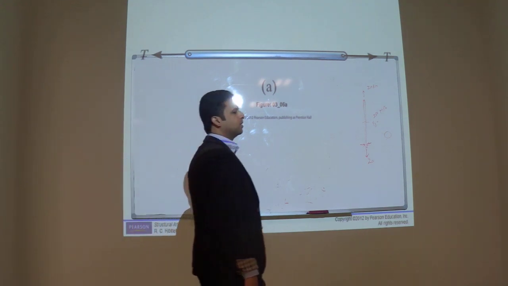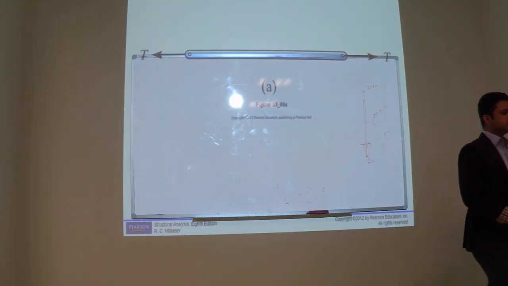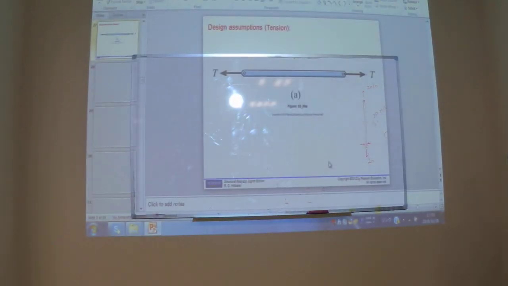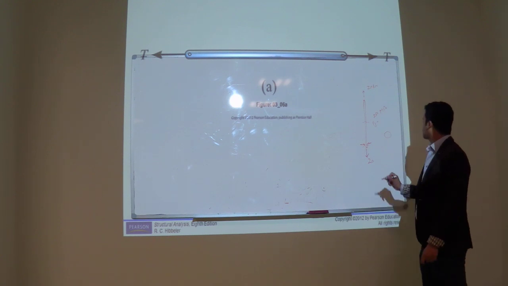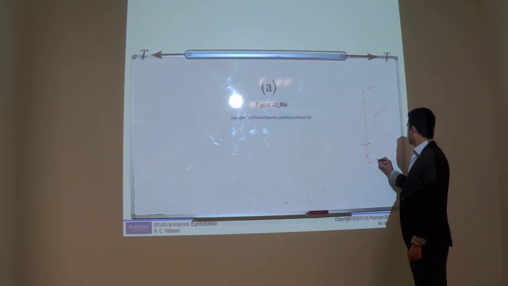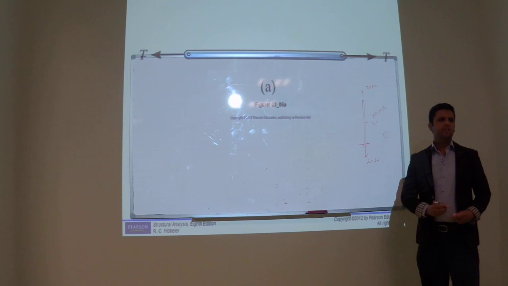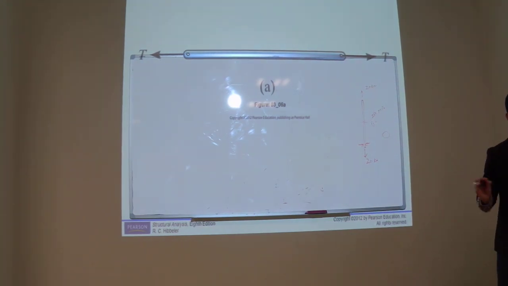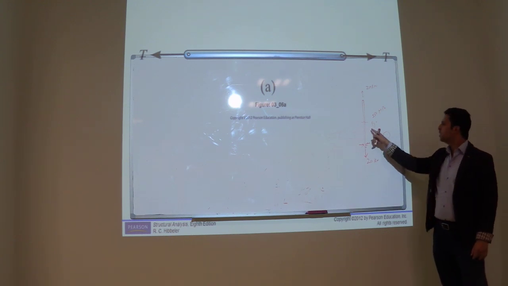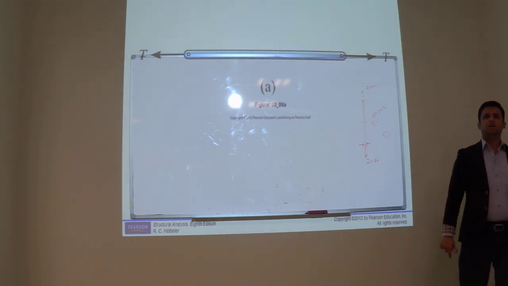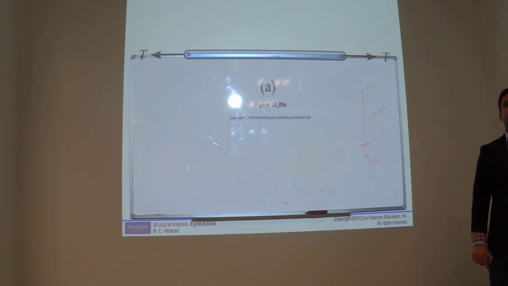I gave you 2 minutes. The material is steel, and you can take the strength of this material to be 250 megapascal. This is the load that you want to resist. So how much should be the diameter of this bar? How much? In meters? Millimeters.